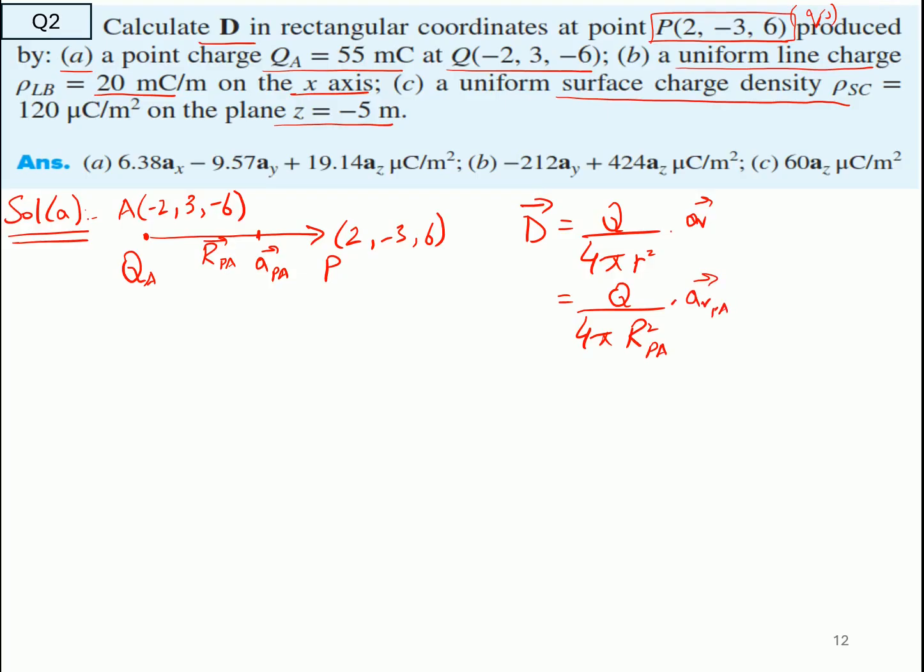So now let us first find the value of this unit vector a r PA. Let us take this.